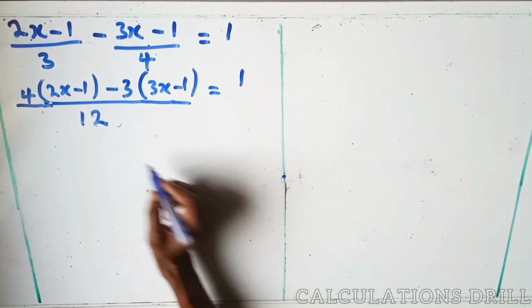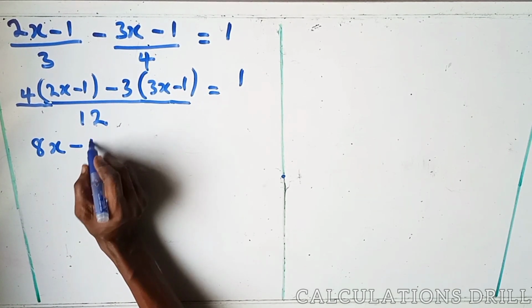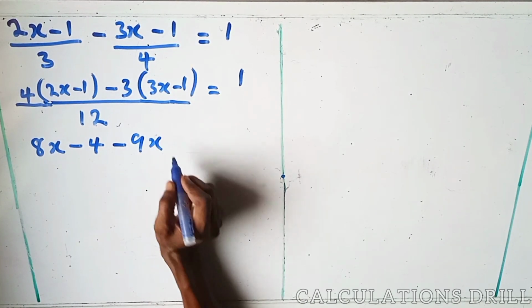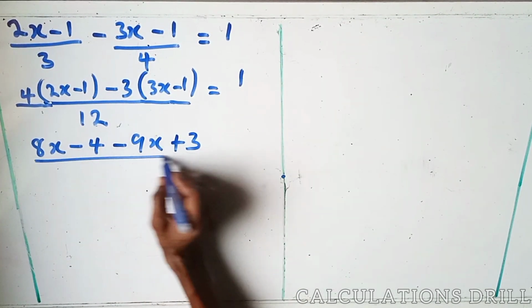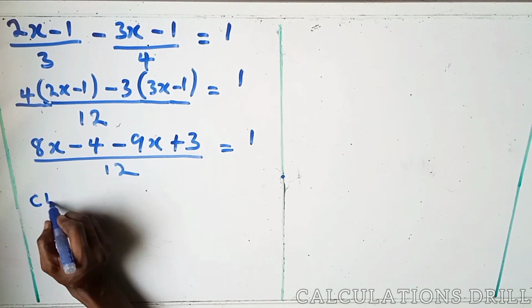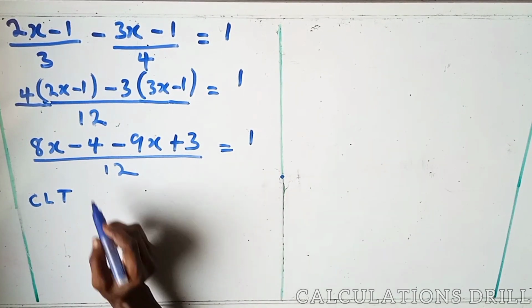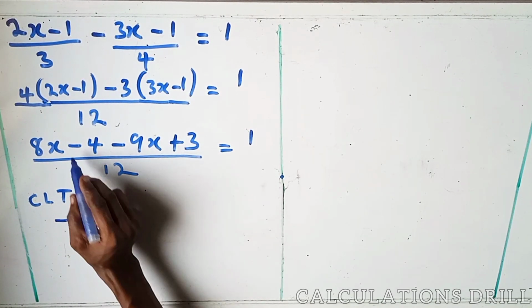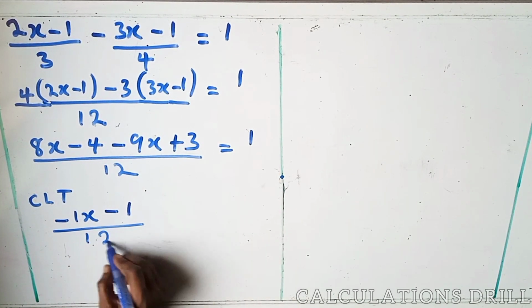Then let's remove the bracket. We have 8x minus 4, then minus 9x. Minus times minus will give us plus. Then 3 times 1 is 3. Don't forget your LCM, which is 12, equals 1. And we need to collect like terms. 8x minus 9x gives us minus 1x. Minus 4 plus 3 gives us minus 1 over 12, which is our LCM, equals 1.